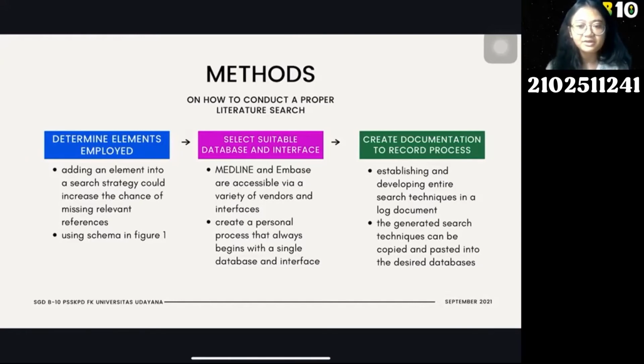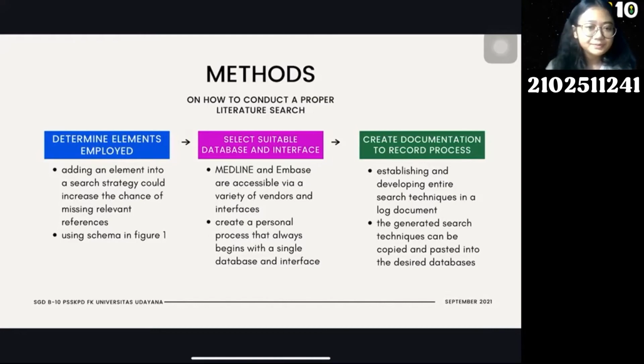Next one is select the suitable database and interface to begin with. We can use Medline and Embase, which are accessible via a variety of vendors and interfaces, which is why we recommend you start with those and also begin with only one database or interface. The next one is create a text document to record the search process. We recommend establishing and developing the entire search technique in a log document rather than directly in the database, and then copy and paste it.